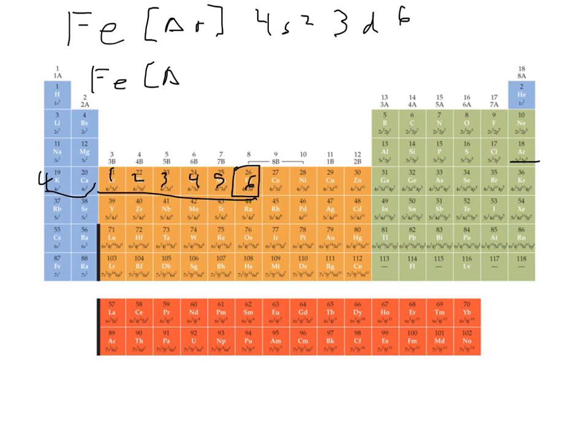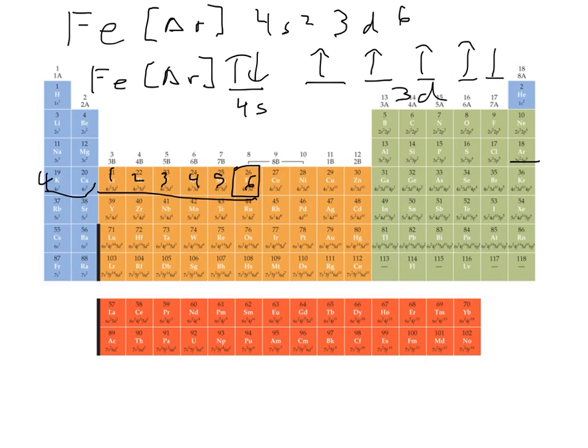We draw our orbital diagram. 4s, 1, 2, 3, 4, 5 for our 3D. 4s has 2 electrons, then we put our electrons in our D. 1, 2, 3, 4, 5. All our degenerate orbitals have 1 electron in them. So now we can double back up. So that's iron. All right. So those are all examples of elements that follow the rule.